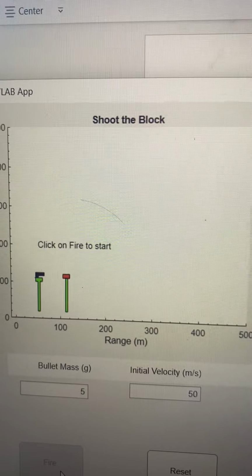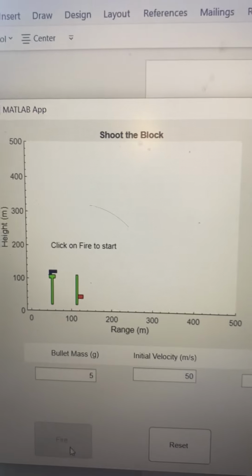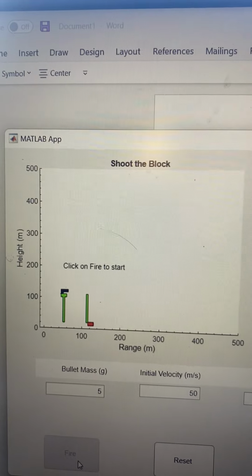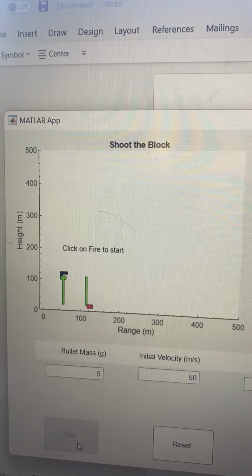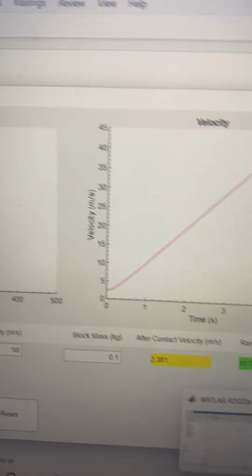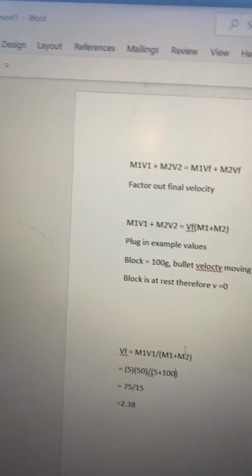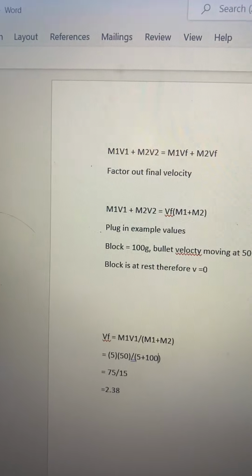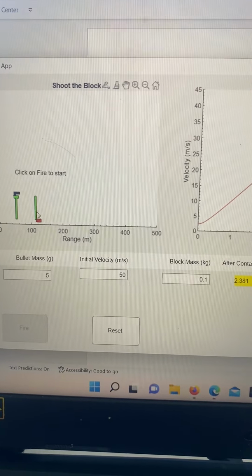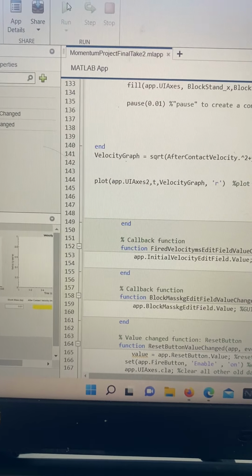bullet fires, hits the block. Now the block just kind of falls off because there wasn't enough momentum to carry it that far. See, the after contact velocity is, as we actually calculated before, 2.381. The 2.38 was correct. So we're going to have to change something if we want to get the block to go a little farther. So hit reset. I'm going to run again.